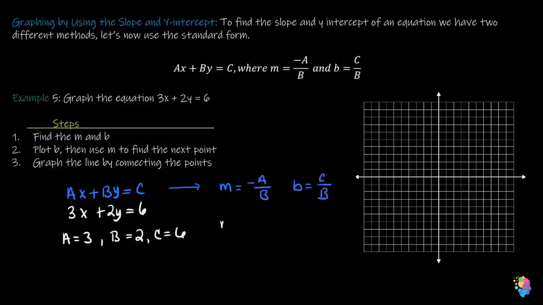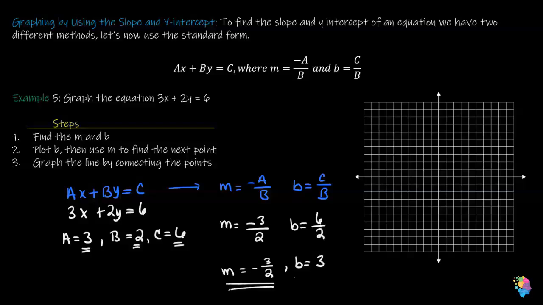So let's plug in. This will become -a, well, a is 3, over b, which is 2, and the y-intercept becomes c/b. So that will be 6 divided by 2. Now I cannot simplify 3 by 2 evenly, but since they have different signs, this is -3/2, and the y-intercept I am able to simplify. 6 divided by 2 is 3. And if you notice, we get the same slope and the same y-intercept as we did before.